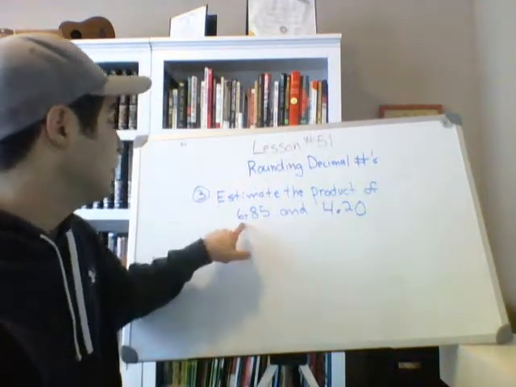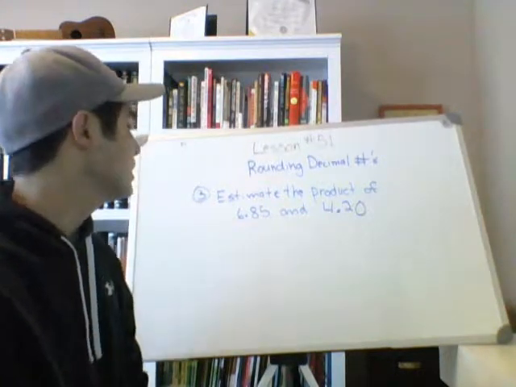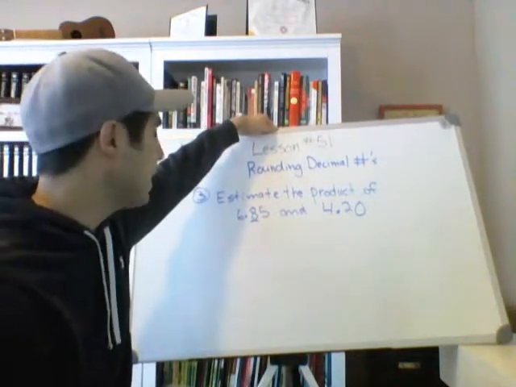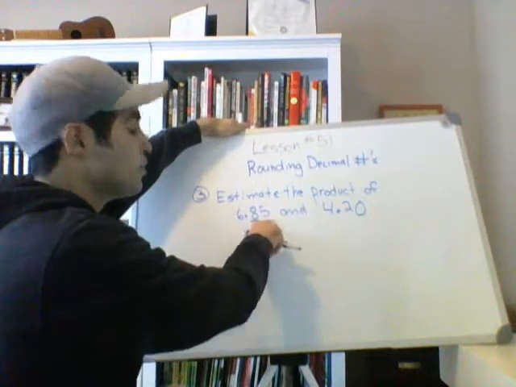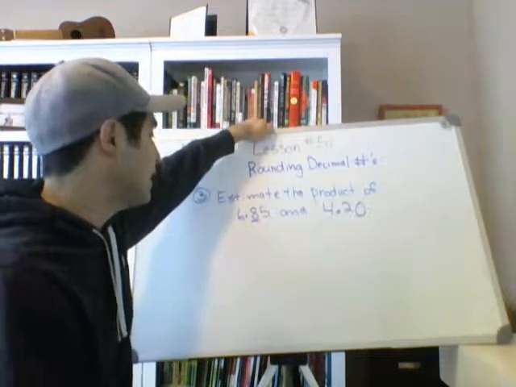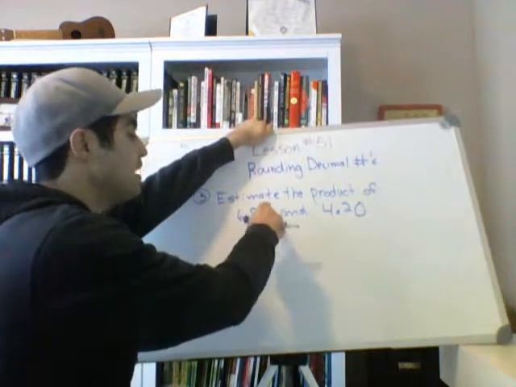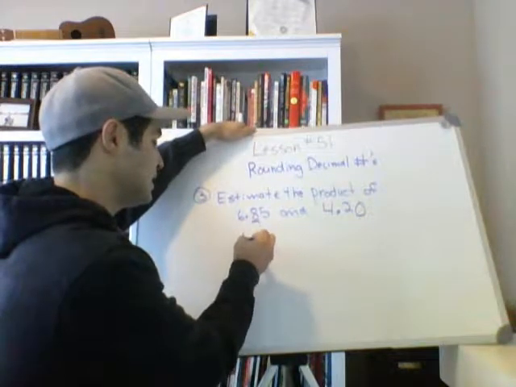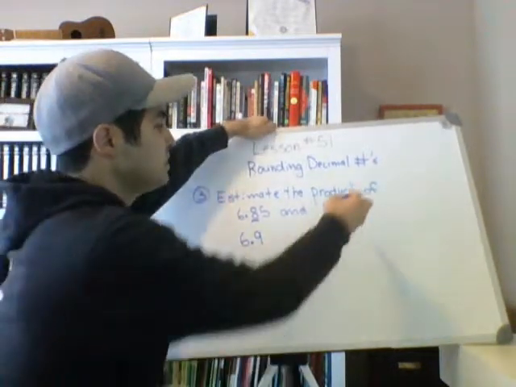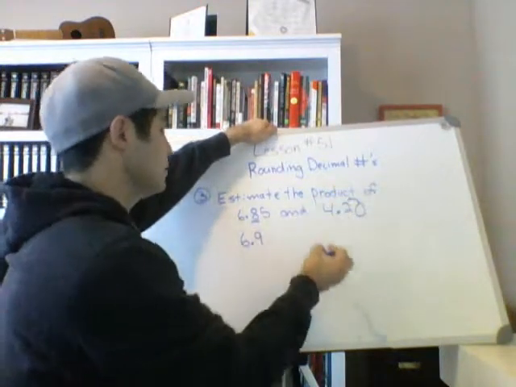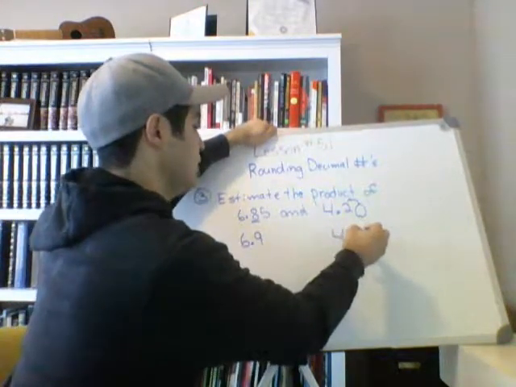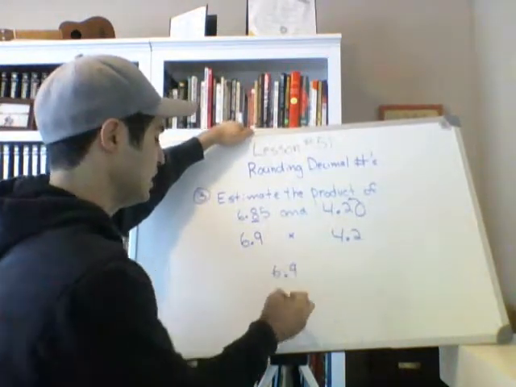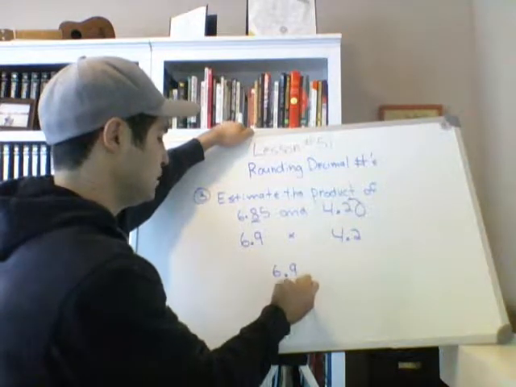Make it equal. Alright, 6 and 85 hundredths, we're rounding to the nearest tenth. So I'm going to underline the 8 because the 8 is in the tenths spot. Alright, so I look directly to the right of the 8, and since this is 5, 6, 7, or 8, which in this case it's 5, 5 tells 8 to round up to 9. So this is going to be 6 and 9 tenths. And this is 0, so the 2 stays the same. So this is going to be rounded to 4 and 2 tenths. So we're going to multiply these two numbers, 6 and 9 tenths and 4 and 2 tenths.